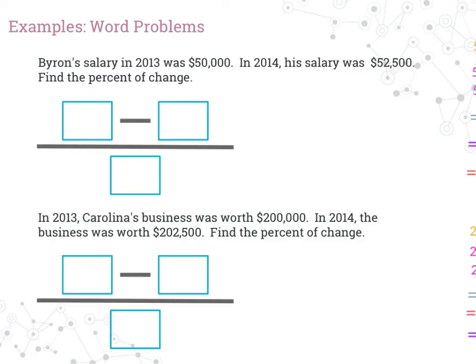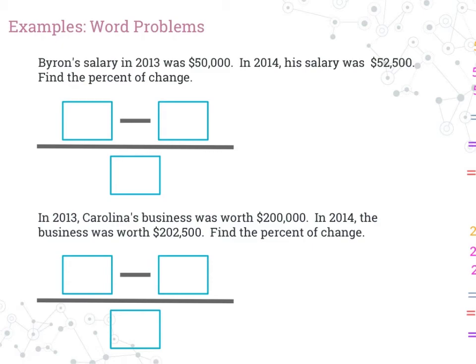So here we are with a couple of examples from word problems. The first one says that Brian's salary in 2013 was $50,000. In 2014, his salary was $52,500. Find the percent of change. So we're going to be using our formula, that's new minus old divided by old. You can see that we've set that up there with those boxes. So now we need to determine which is the new amount, which is the old amount, and that way we can put them in our formula correctly.